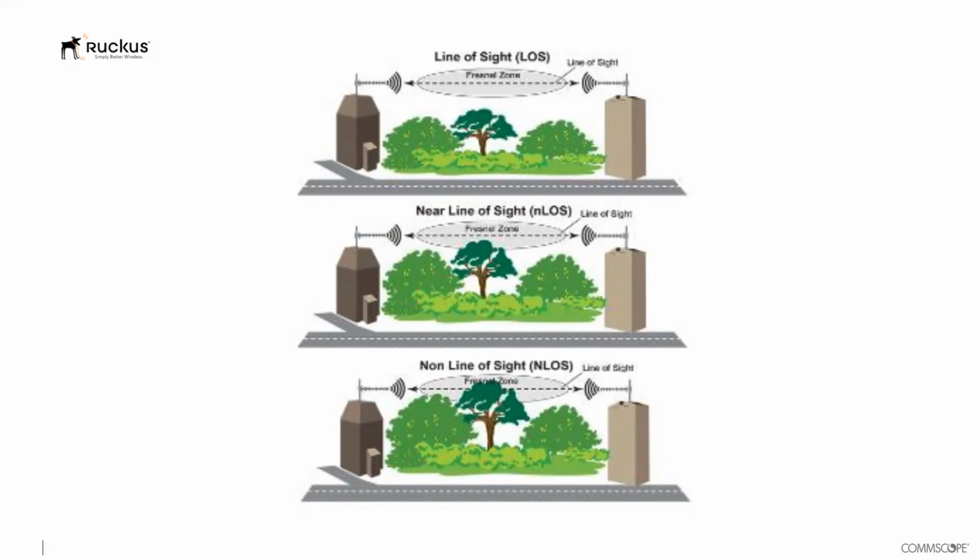If that Fresnel zone is partially obstructed, then we have what we call near line of sight in the middle. And if it's fully obstructed, then that's non-line of sight. Non-line of sight is really challenging to cover. We do a good job with near line of sight, and of course, line of sight is what you're hoping for.